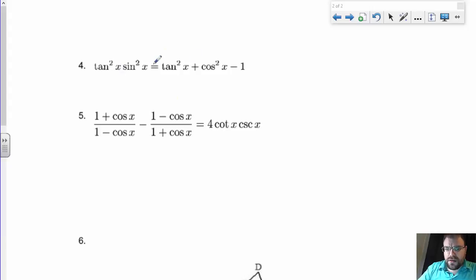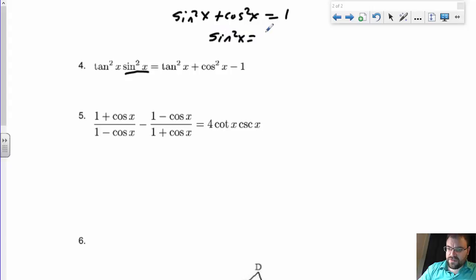Okay, number 4. Didn't leave myself much room here, but let's take a look at it. This is not a hard question right here. Let's just write this out. I know that, if you remember your trig identity, sine squared x plus cosine squared x equals 1. That's a Pythagorean identity. So what I'm going to do really is subtract cosine squared x from both sides of this equation. So I'll say then that sine squared x is actually equal to 1 minus cosine squared x.